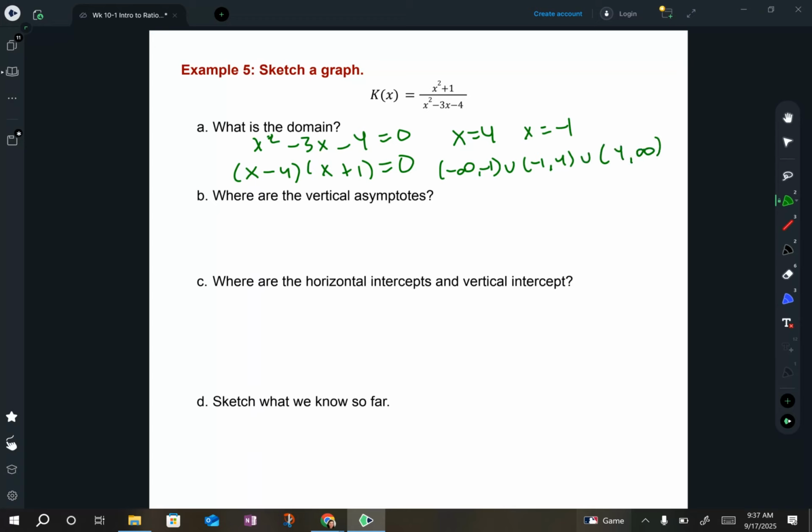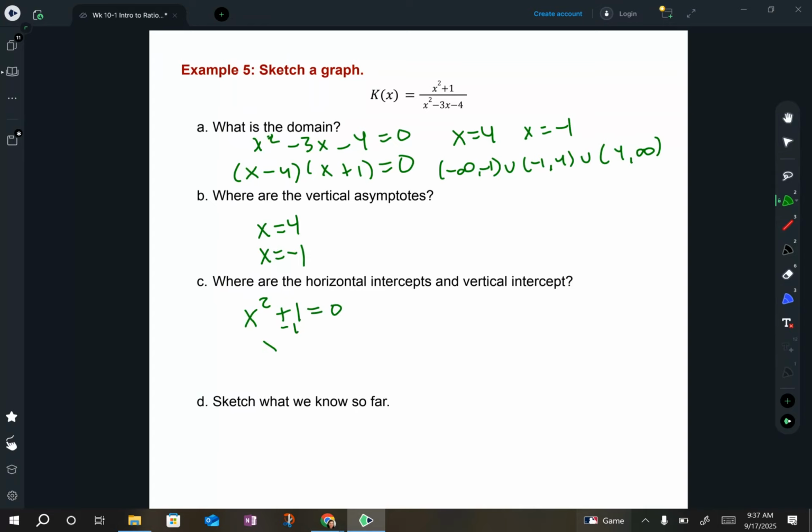So that's my domain. What are the vertical asymptotes? Well, x equal to 4 and x equal to -1. All right, let's find the horizontal intercept and the vertical intercept. So the horizontal intercept is going to be where the numerator is 0. So x squared plus 1 equals 0.